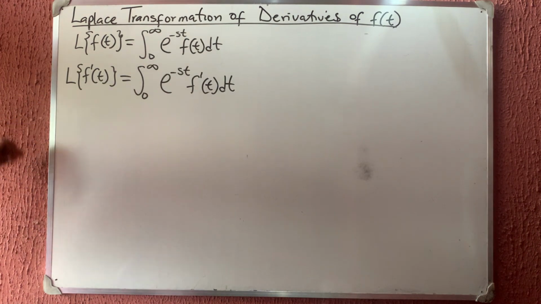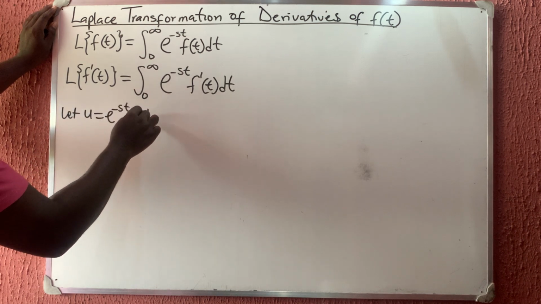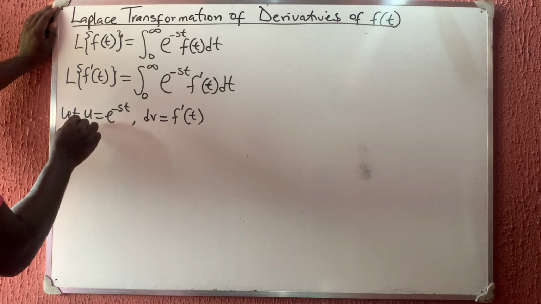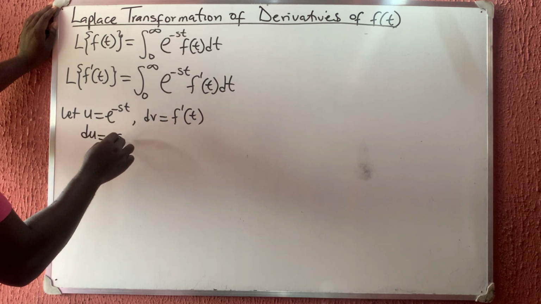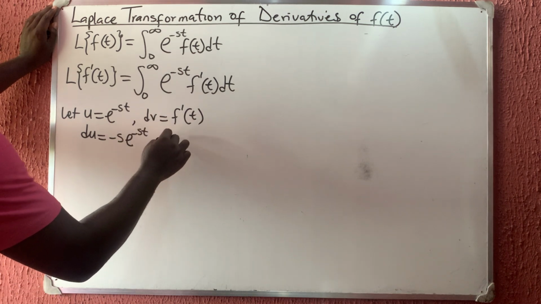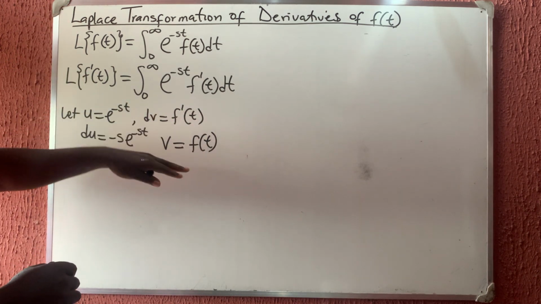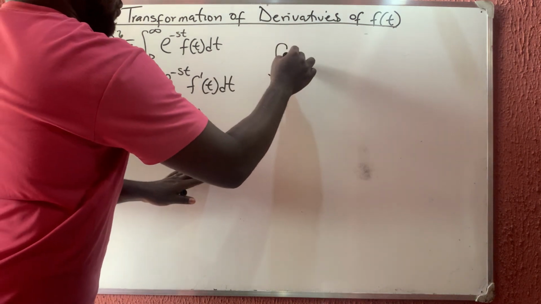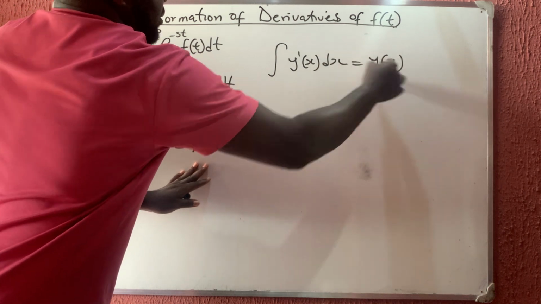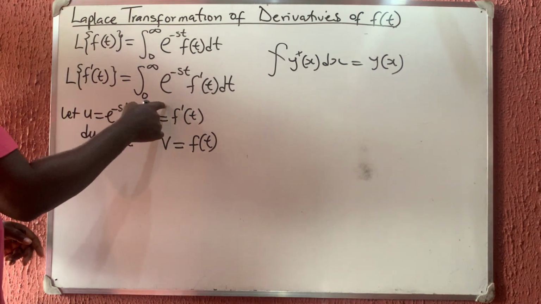So if we solve this integration by parts, we will say let u be equal to e raised to power minus st, and then dv will be equal to f prime of t. To differentiate this, I'm going to get du is equal to minus s e raised to power minus st. To integrate here, you now have that v is equal to f of t, because if you integrate the derivative of something, you get back that function. The integral of y prime of x dx is equal to just y of x, because integration will cancel differentiation. So that is exactly what happened here.